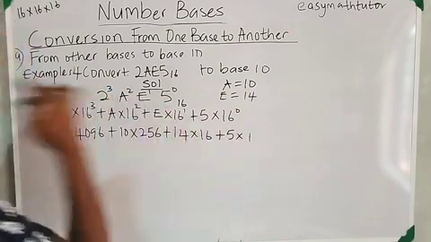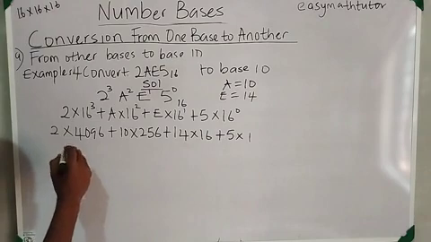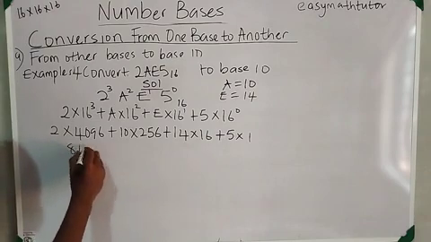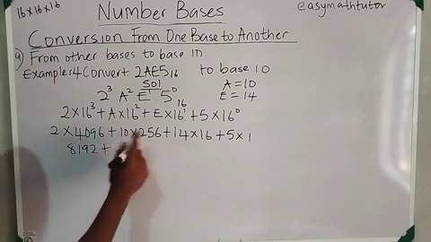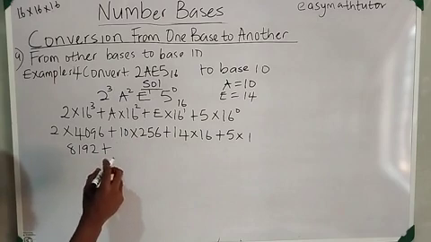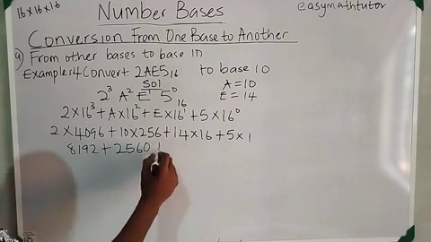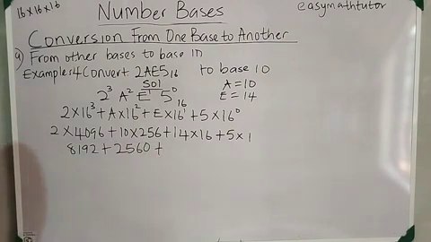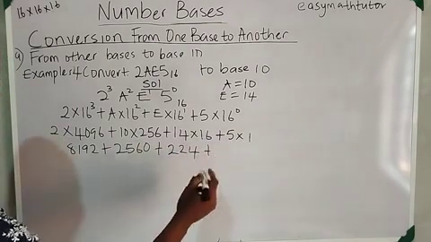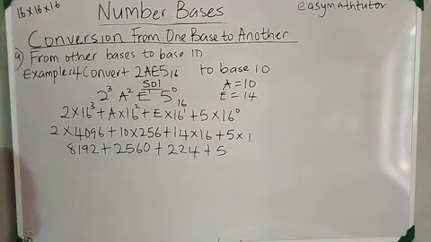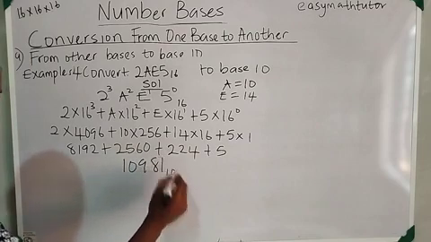So when we solve this, 2 times 4,096 gives us 8,192 plus 10 times 256 is going to give us 2,560 plus 14 times 16 is going to give us 224, and plus 5 times 1 gives us 5. So when we add this up, we are going to have a total of 10,981 now in base 10.